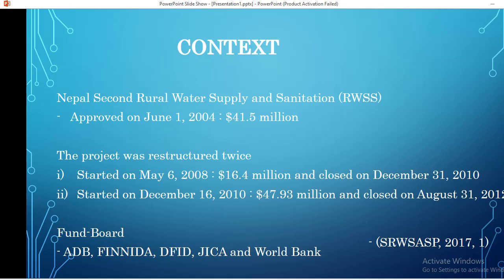The fund board of the project are the international organizations, and they are ADB, Asian Development Bank, FINIDA, Finnish International Development Agency, DFID, UK Department for International Development, JICA, and the World Bank.